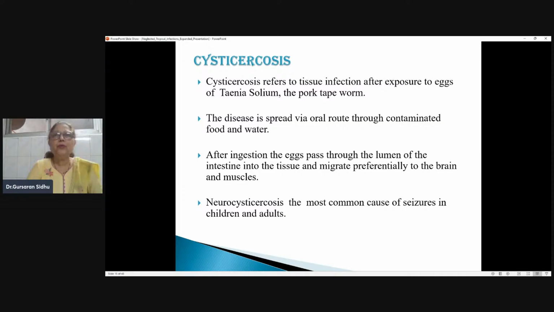At that time, we used to admit the patients, we used to give them praziquantel, we used to give them steroids so that the seizures may not increase, and the patient may not go into a grand mal convulsive state because of the edema. But we have matured in our diagnosis and treatment of neurocysticercosis to such a big extent that now this is no longer a big disease.